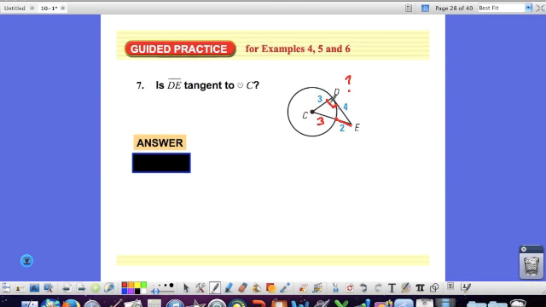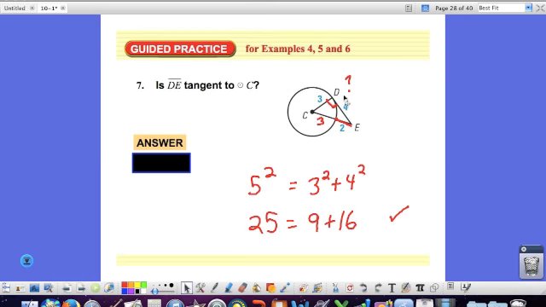So one side is 3 squared, one leg, plus 4 squared equals 5 squared. Now you might recognize 3, 4, and 5 is a Pythagorean triple, but if you didn't, 5 squared is 25, 3 squared is 9, 4 squared is 16, 9 plus 16 is 25. That's correct. So this is a right angle, so it is tangent.